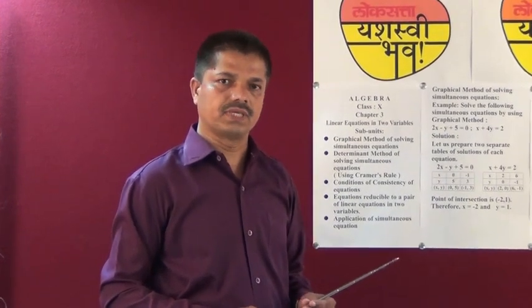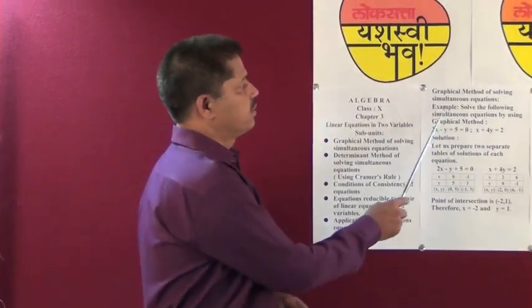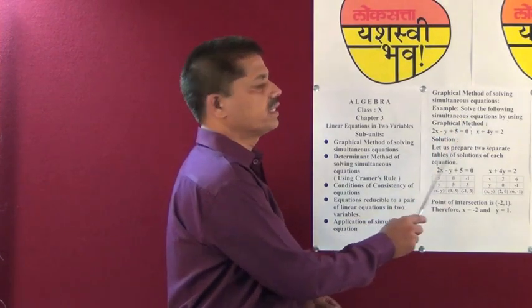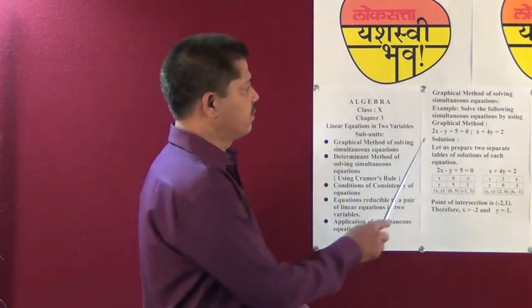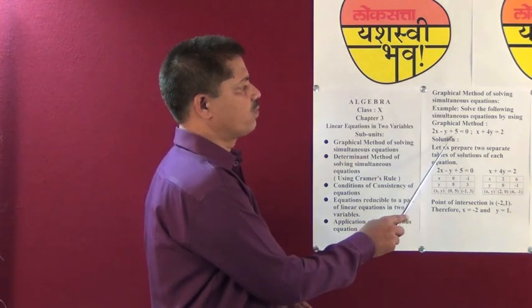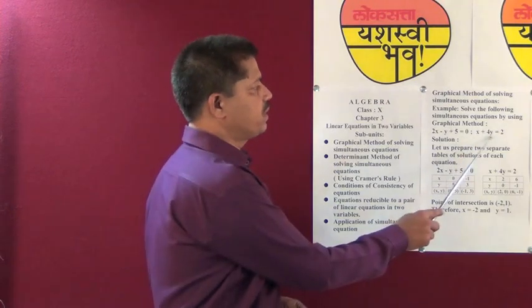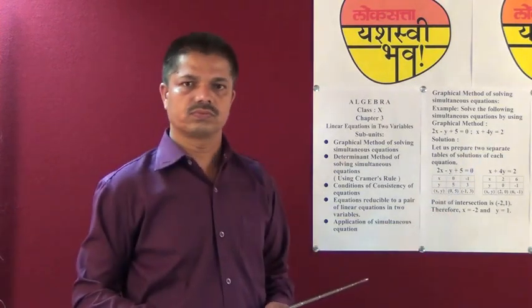Let us take an example for it. Solve the following simultaneous equations by using graphical method. The equations are 2x minus y plus 5 is equal to 0 and x plus 4y is equal to 2.